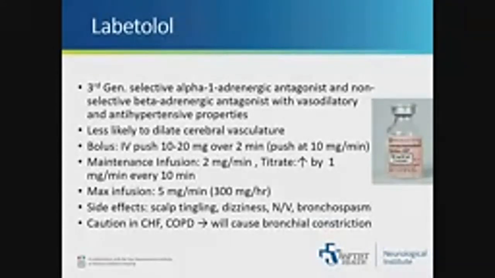Its side effects are scalp tingling, dizziness, nausea, vomiting, and bronchospasms. So we need to be very cautious when we're giving this to CHF patients as well as COPD patients because it can cause bronchial constrictions.